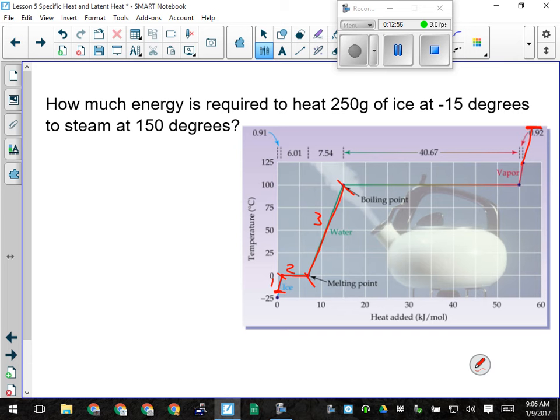Then I'm going to have to boil that water off. That'll be step 4. And then I'm going to heat that water to 150. That'll be step 5. Basically, any place where the line changes direction is the start of a new step.